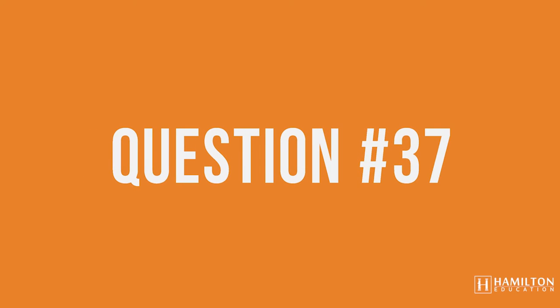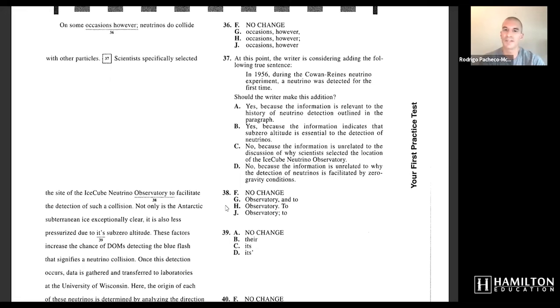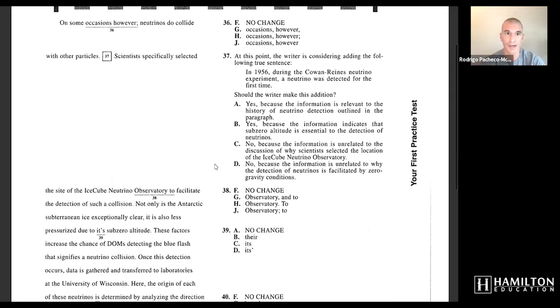Question 37 is a purpose question. Here we have to decide whether the author should add a sentence or not. Now for this question, it's really important to read the entire paragraph, because this sentence is so close to the topic sentence, it would help frame the rest of the paragraph. So we want to have a good sense about what the paragraph is about.